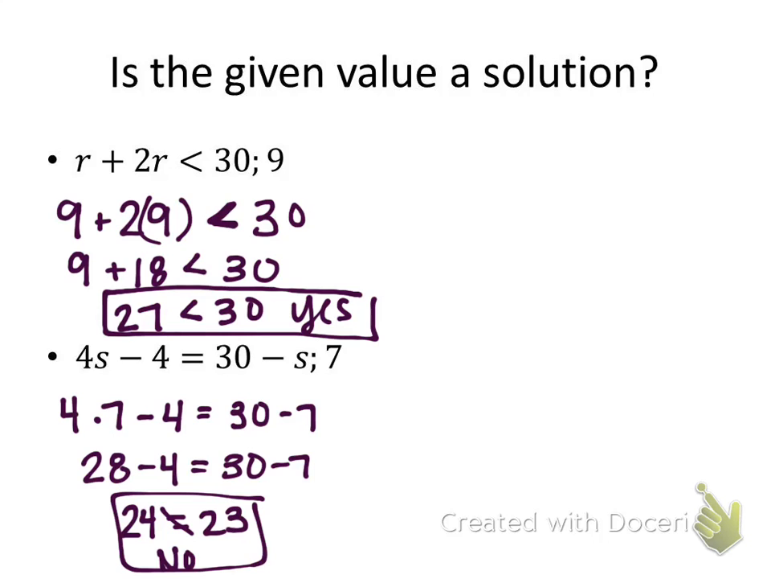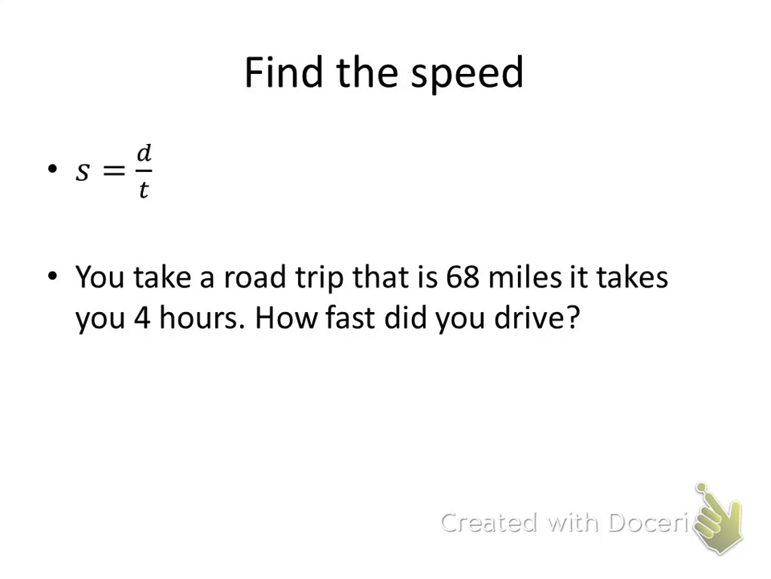All right, moving right along. Okay, find the speed. This is our last type of problem on the test. I will give you the formula on your quiz so you know that S equals D over T. However, I do not tell you S equals speed, D equals distance, T equals time. You need to remember that, okay?